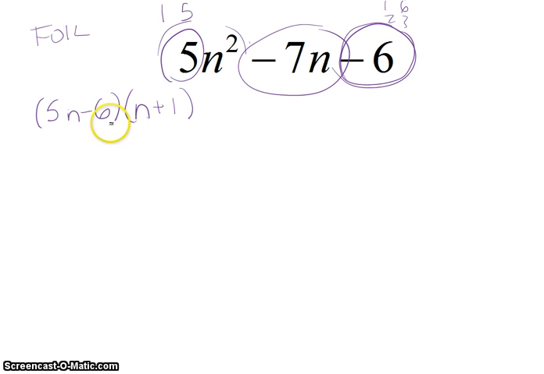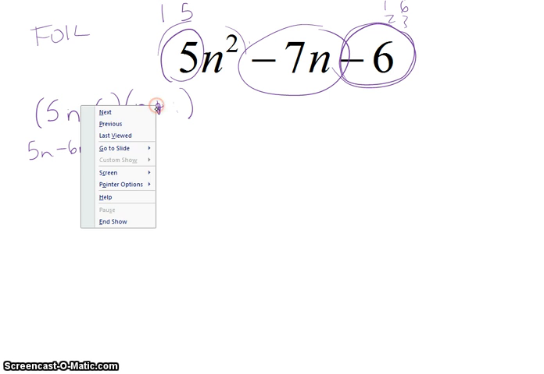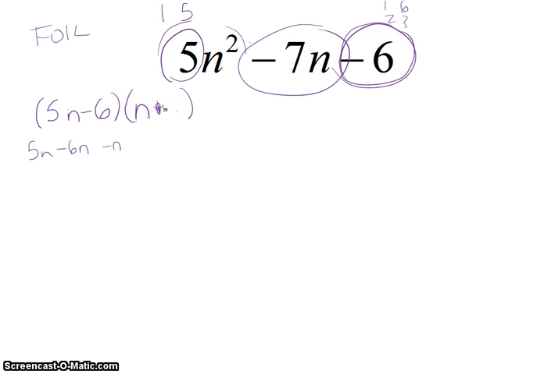Well, 5n times 1, which are my outside terms, gives me 5n, and -6 times n gives me -6n, and when I add those together I get -n, and -n is clearly not -7n. So that didn't work. Those 2 factors are not going to do it for me. Oh, I'm having trouble with my eraser, sorry.